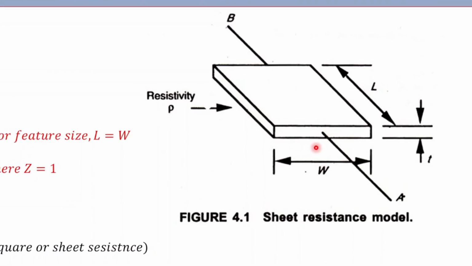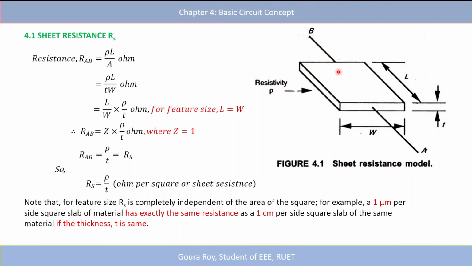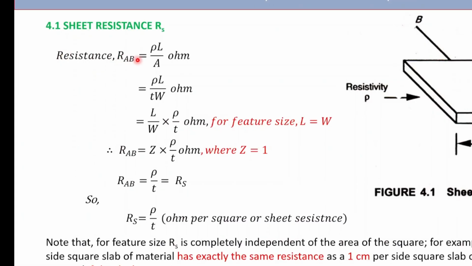Consider a uniform slab of conducting material of resistivity ρ with width W, thickness T, and length between two faces L. So the resistance between two opposite faces, RAB, is ρL by A, where A is TW. By rearranging this equation, we can write L by W into ρ by T, where L by W is Z. For feature size, L is equal to W, so Z becomes 1. So RAB is equal to ρ by T, which is equal to Rs, where Rs is ohm per square or sheet resistance.